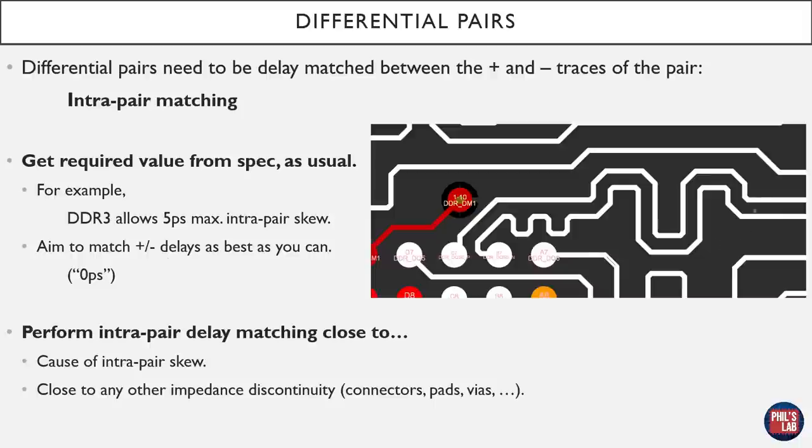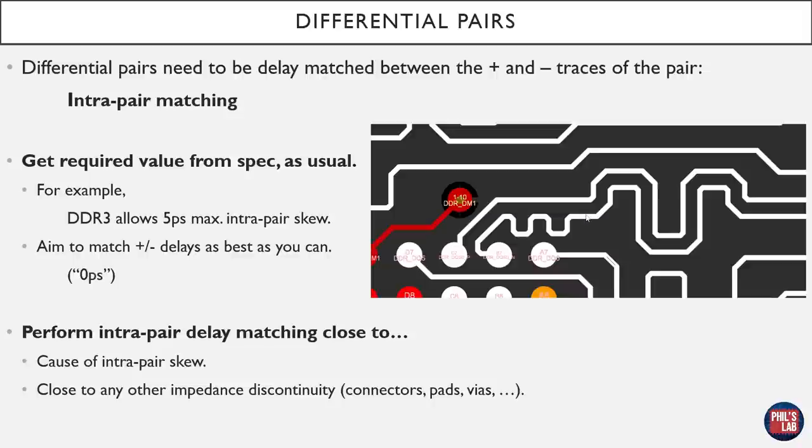The inter-pair skew matching, you can see on the picture on the right-hand side, are the meanders we saw already, but the intra-pair skew matching is on the left-hand side on just a single part of the differential pair, so only on one trace. And this is to match the delays within the differential pair.